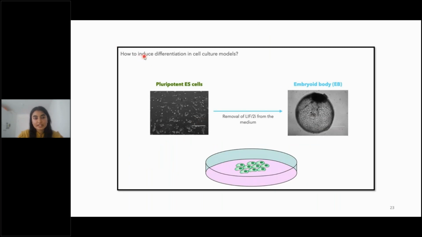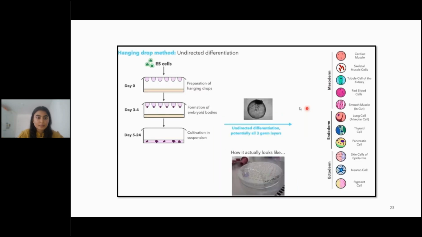So now, how to induce differentiation in cultured cell models? So we have pluripotent cells. If we remove LIF or 2i from the medium, the pluripotent cells will start differentiating and form an embryoid body. It's also called the EB. Okay, it will form a structure like this. There is a method called the hanging drop method. So these are used when you want to do research on embryoid bodies.